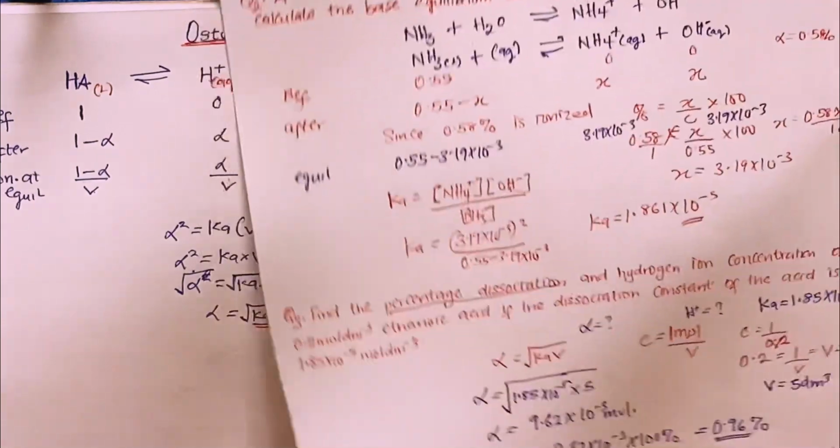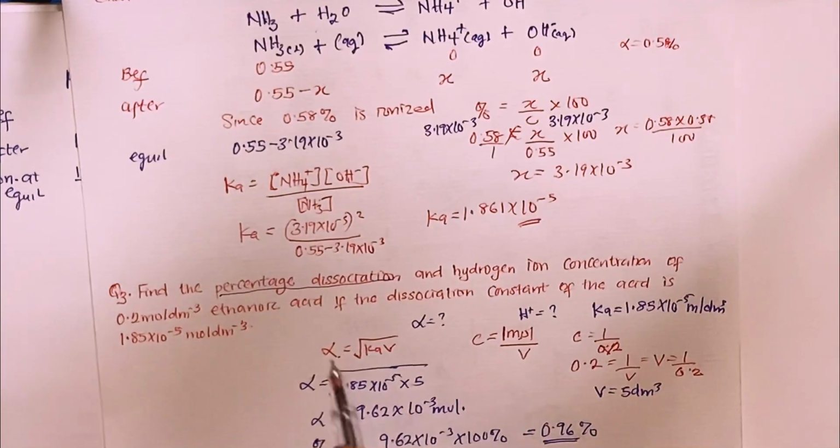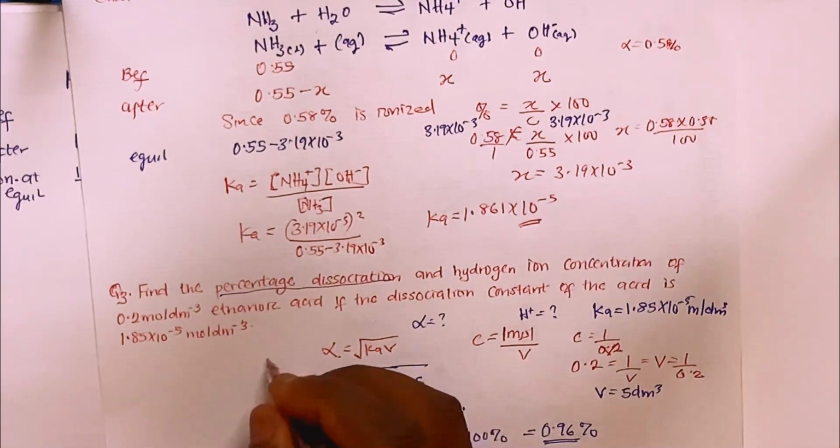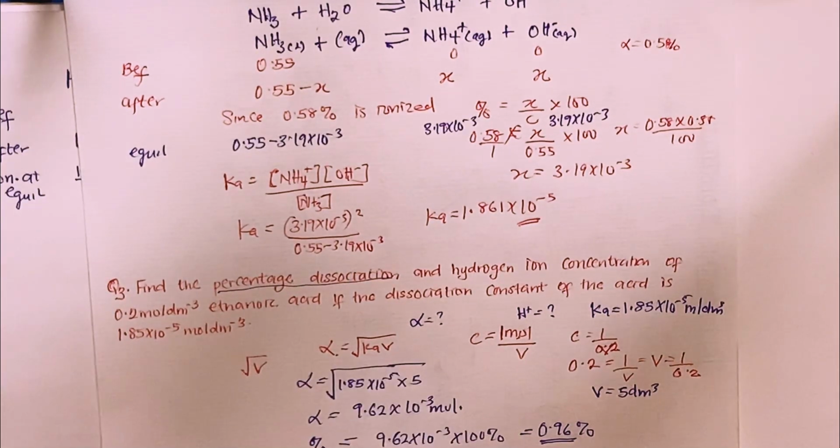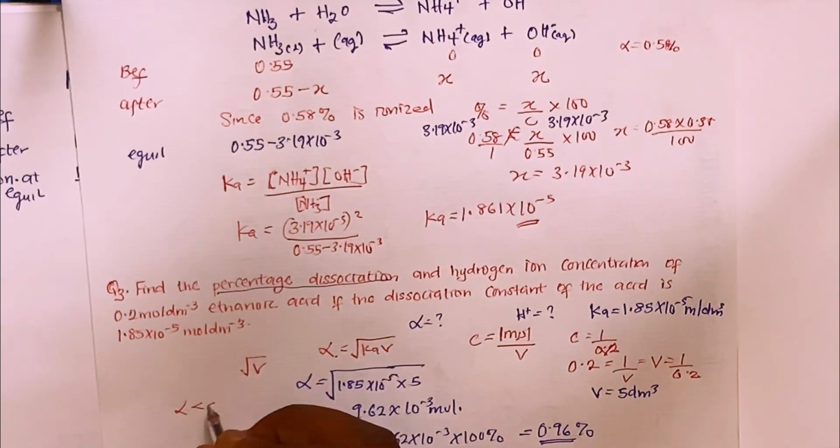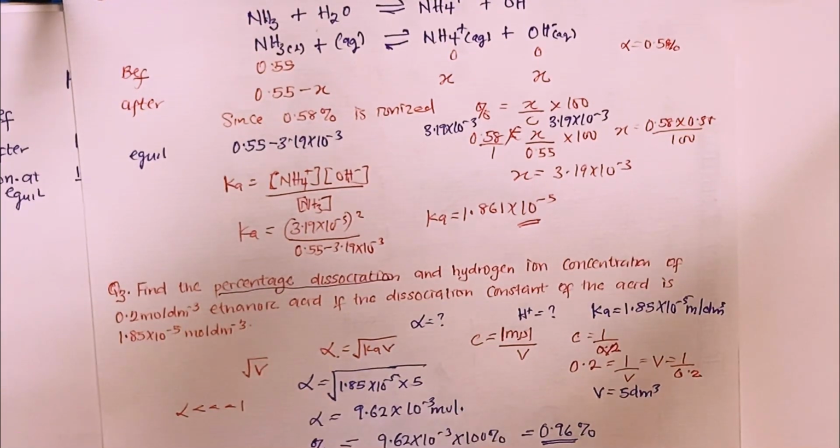The fact behind this is that the degree of dissociation, alpha, is directly proportional to the root of the dilution, root V. Weak electrolytes obey Ostwald dilution law fairly well, but strong electrolytes do not. The reason is that strong electrolytes ionize completely in water at every concentration. That means my alpha equals 1.